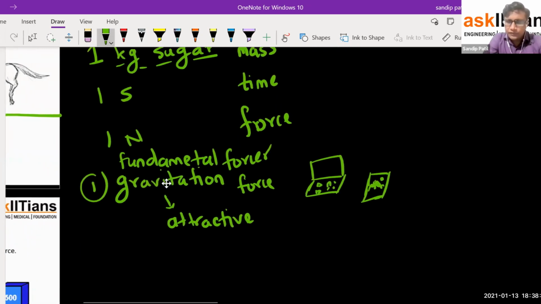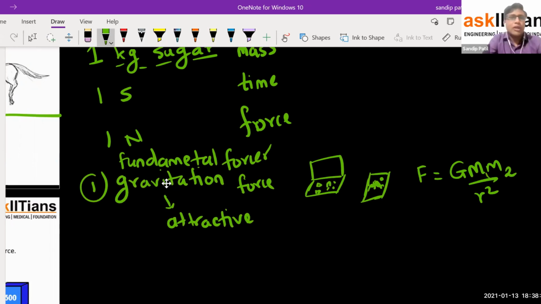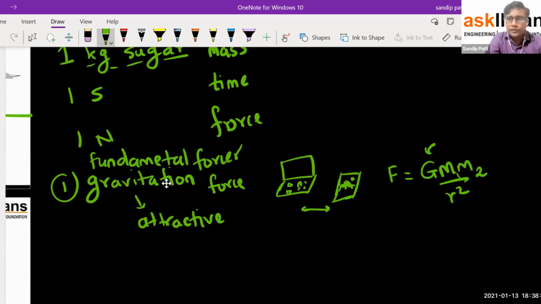Why? The reason is very simple. The formula for this gravitational force is given by G m1 m2 upon r square, where let's call these m1 and m2. M1 and m2 are the masses of the laptop and, let's say, your notebook. R is the distance between them. And this G is a constant. The value of this G is very, very small. This is 6.67 into 10 raised to minus 11. So in decimal form, it will be 0.00000 up to 11 zeros, then you will have 667, right? So this quantity is very, very small. So we can see, even though there is a force between these two objects, it is very small. And as it is very small, we can say that these two objects will not attract each other, right?